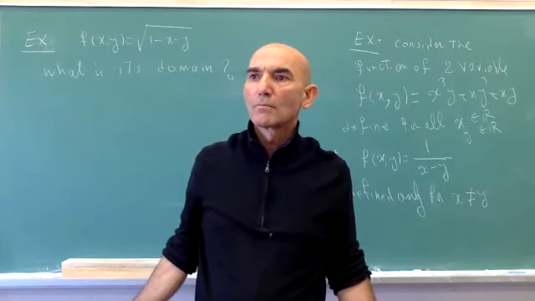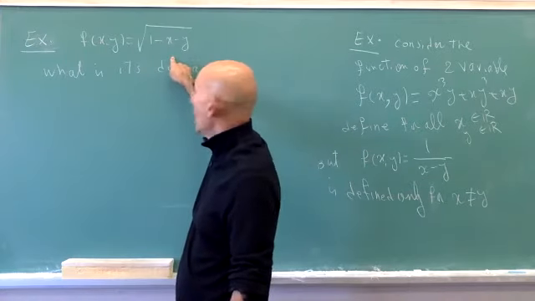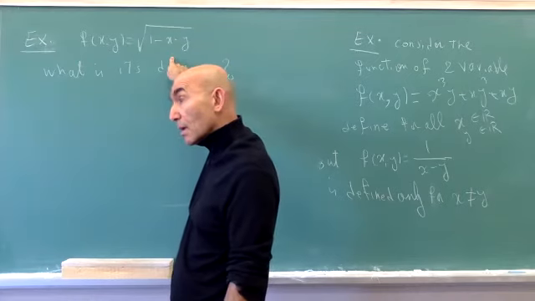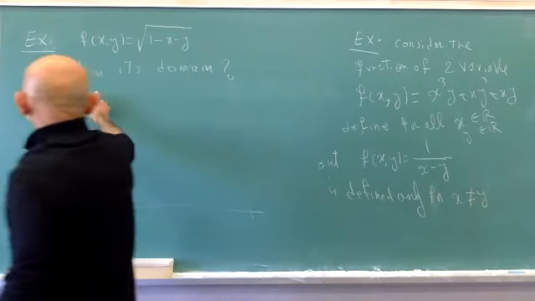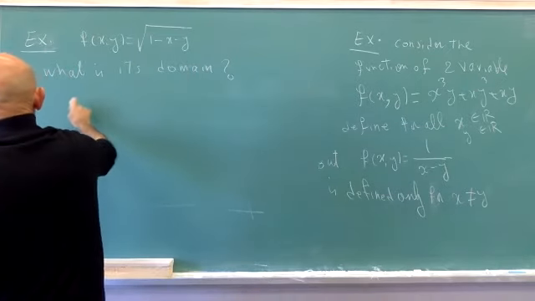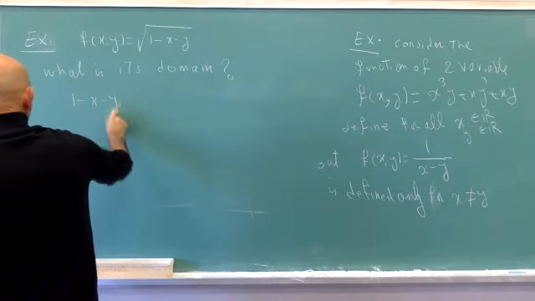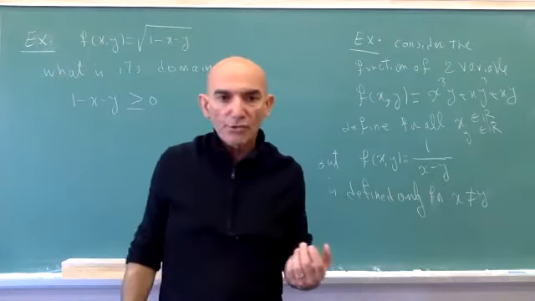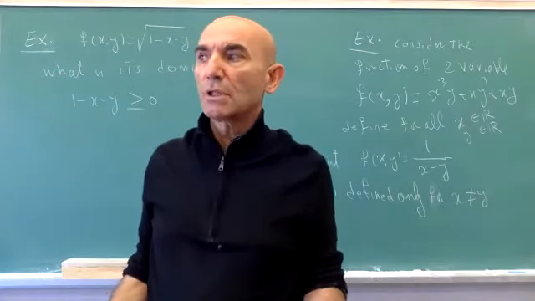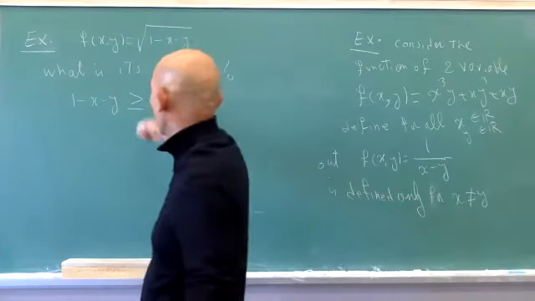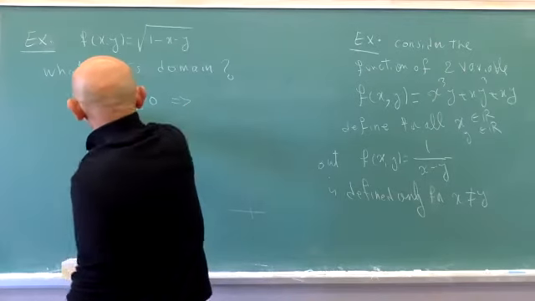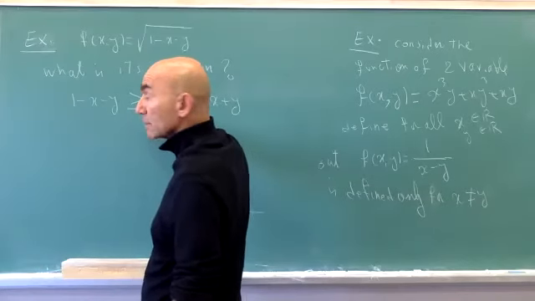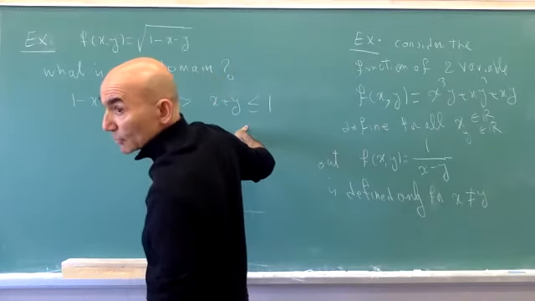All numbers except for one, x plus y equals to 1. All points except for x plus y equals to 1. Yes, so exactly. This should be the set of points such that 1 minus x minus y should be bigger than or equal to 0. That's the only condition, because you're going to extract the square root, and for a square root to be defined, you need this number to be nonnegative. But what does this mean? This means that x plus y should be less than or equal to 1, right?